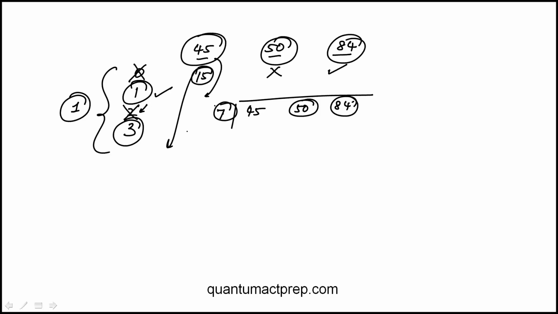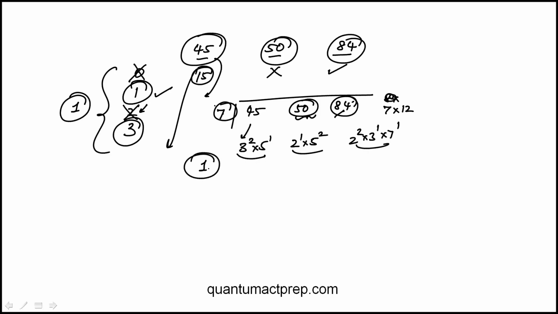A third approach, and again, this is only important for the harder questions, is to do the prime factorization. So 45, for example, is 3 times 15, or 9 times 5. So that's the prime factorization. 50 would be 2 times 5 squared, and 84 is 7 times 12. So that's 2 squared, 3 to the 1, 7 to the 1. And you'll see there's no common prime to any of these. So 1 is the greatest common factor. So the answer is B.